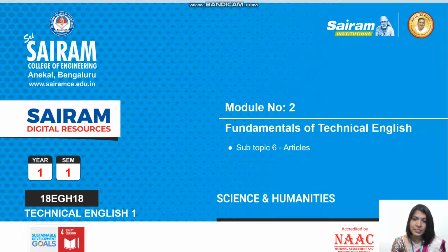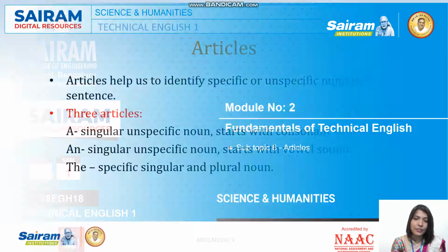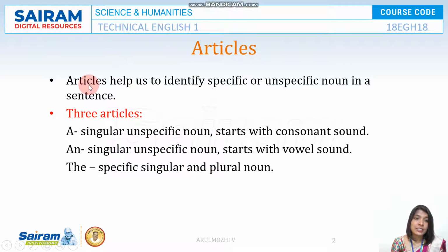Today we are going to see articles. What are articles? Articles help us to identify the specific or unspecific noun in a sentence. There are three articles. They are a, an, and the.